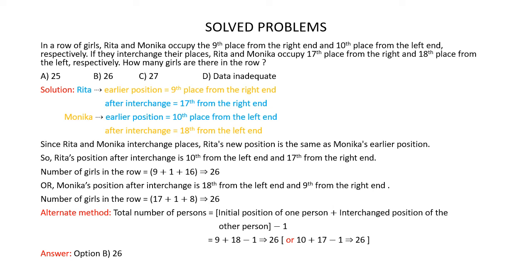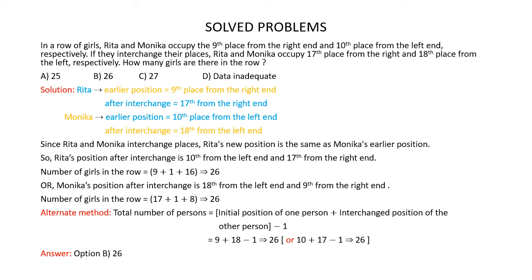Now this problem can also be solved using Monica's position after interchange. Since Rita and Monica interchange places, Monica's new position will be the same as Rita's earlier position. Now we know that Rita's earlier position is ninth place from the right end. So after interchange, Monica's position is ninth place from the right end. We also know that Monica's position after interchange is 18th from the left end. This is given in the question.